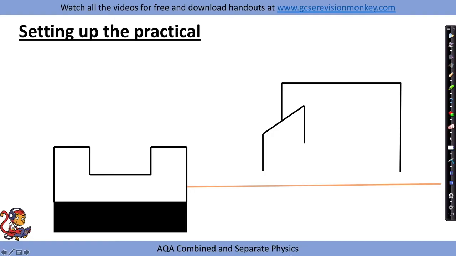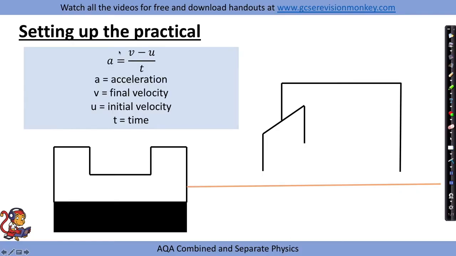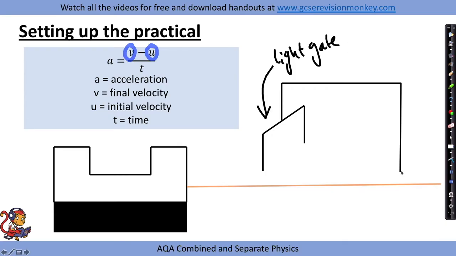So remembering the equation for acceleration will help with your understanding with this part. The acceleration equation is acceleration equals the change in speed over time. So we've got a final velocity minus an initial velocity divided by time to give us our acceleration. In this practical, to measure acceleration, we are going to use a light gate. And our light gate is attached to a data logger, which is then attached to a computer. So it can record the acceleration for us automatically.